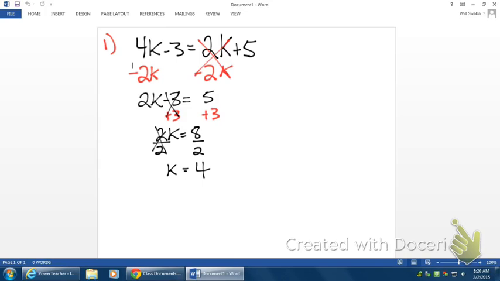Okay? Make sense? Get all your variable on one side. That's the main thing. Once you have it on one side, then you can solve it. Let's go over another one. Woohoo.